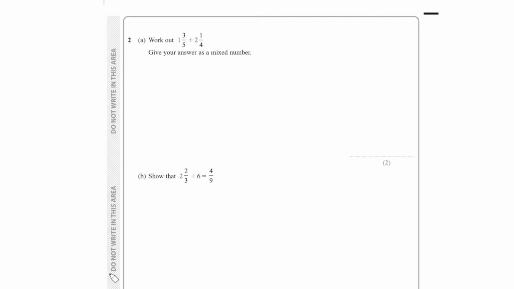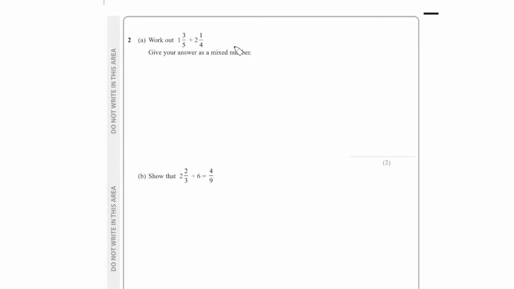Question 2, this is also something that always, or pretty much always comes up on the non-calculator paper, some kind of fractions operation. So here we've got a plus and a divide. It could be obviously multiply, could be subtract, any of those 4. And they like to mix in the mixed numbers as well. I feel like they like to do that to make it a bit harder. So part A, work out 1 3/5 plus 2 1/4. And then they have specified that they want us to give our answer as a mixed number.